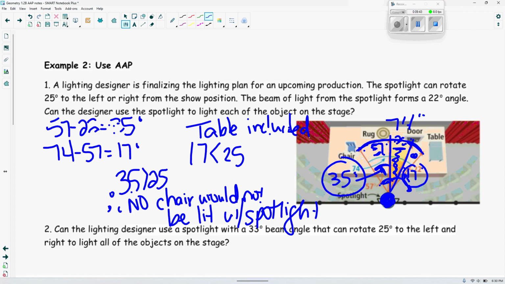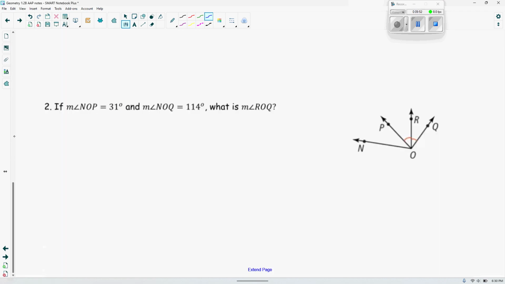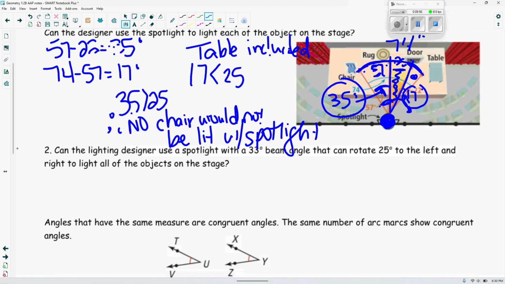So now number 2, we're going to use the same picture. Okay, so I'm just going to redraw that picture for us. Here's my table. Here's my chair. I have the rug and the door. Now they're telling me, I'm just going to switch colors so we can see a little bit better, that the spotlight uses a 33-degree beam angle that can rotate 25 degrees to the left and to the right. So that shaded section up there that was 22, that shaded section is now 33 degrees.